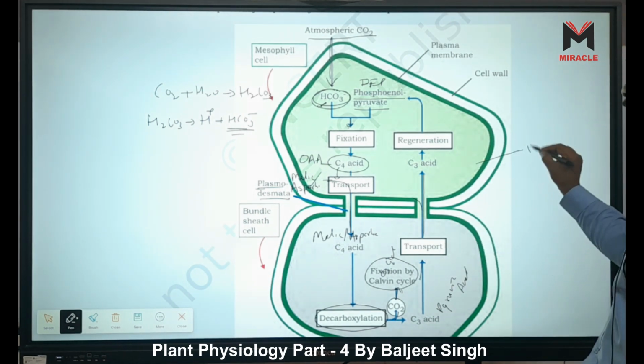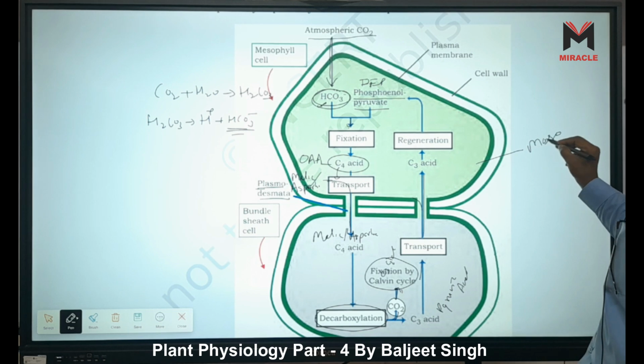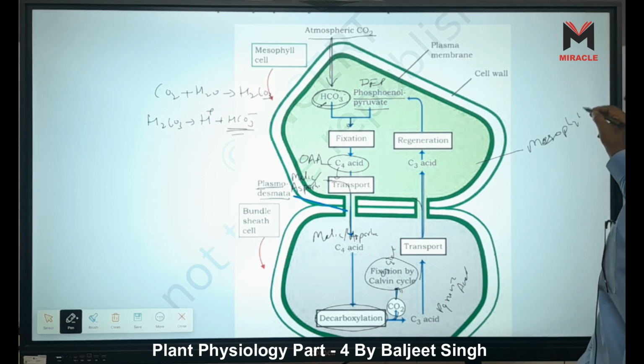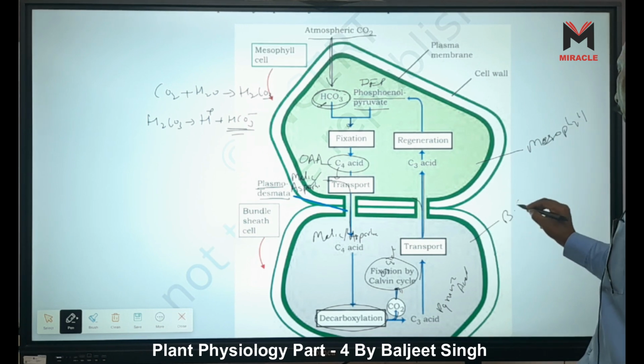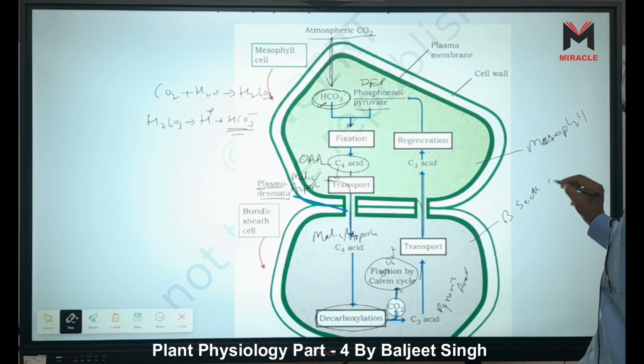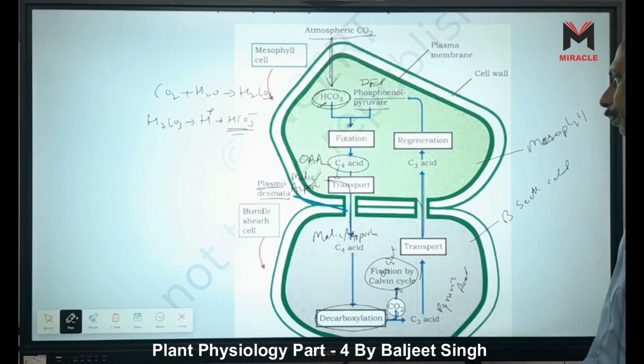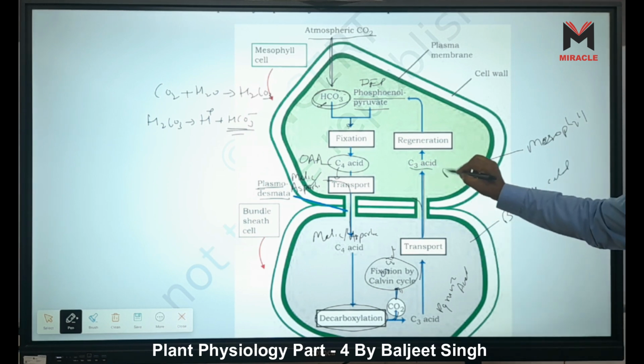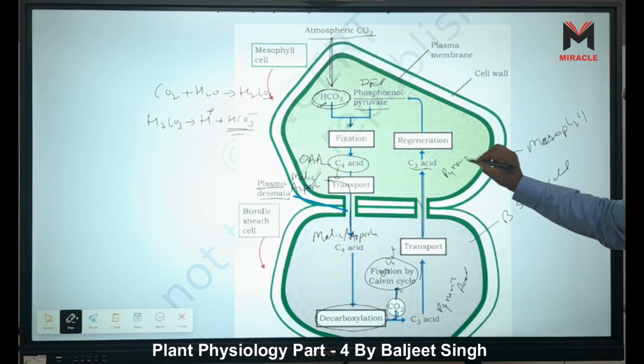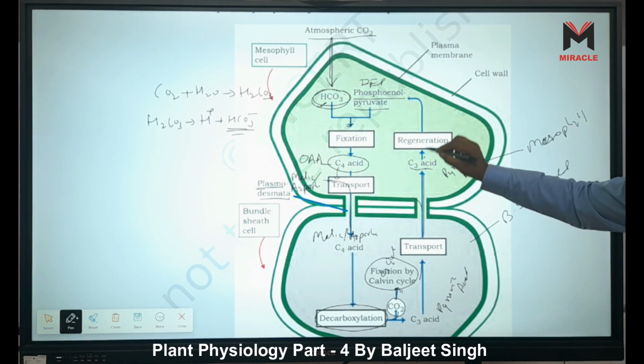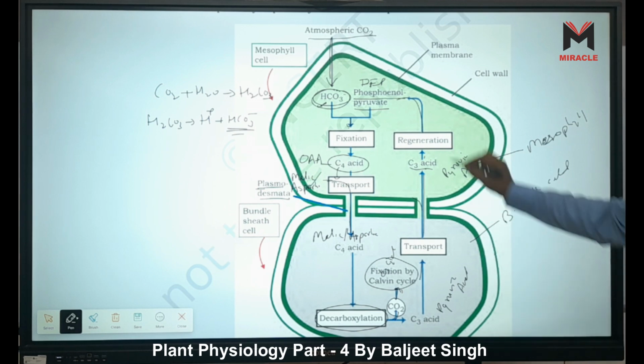This one is our mesophyll cell, and this one is our bundle sheath cell, right? And this C3 acid means what? It is pyruvic acid, right? It is converted into phosphoenol pyruvate, that is regeneration.